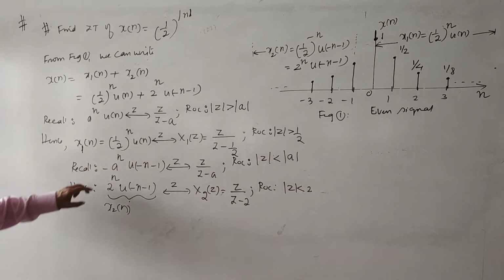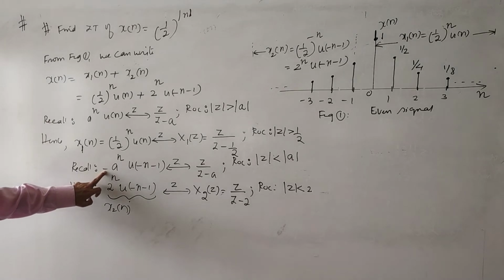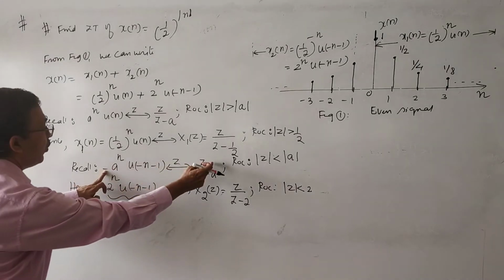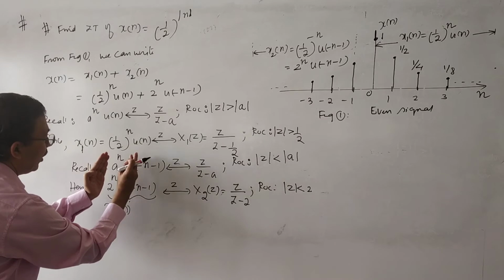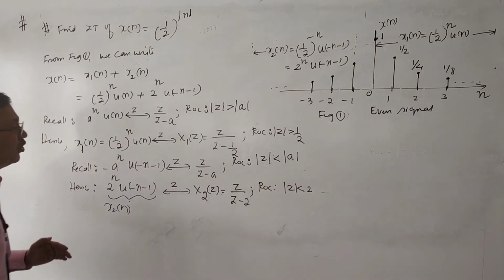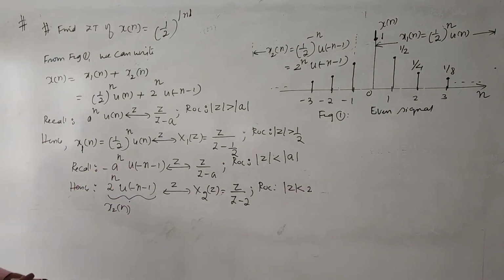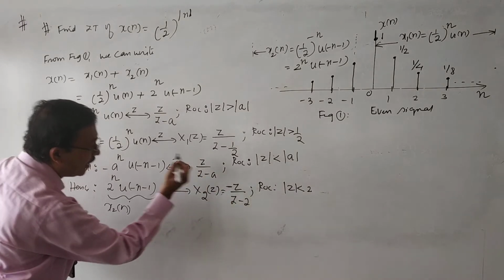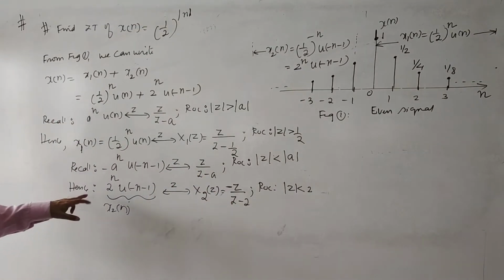Please note here, this minus sign. The linearity property says, if you multiply the time domain signal by a minus sign, the z domain signal also gets multiplied with a minus sign. Therefore here you have to put a minus sign, which you must not forget.